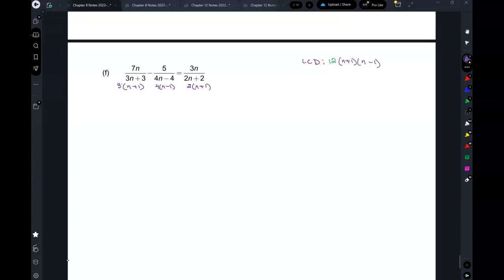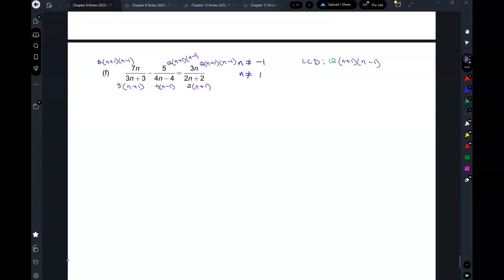Okay? So that's the LCD. So now for restrictions, there are restrictions. From this one, n can't be minus 1. From this one, n can't be plus 1. Okay, so those are the restrictions. So now let's multiply everything by the LCD. So 12, n plus 1, n minus 1, on each term.